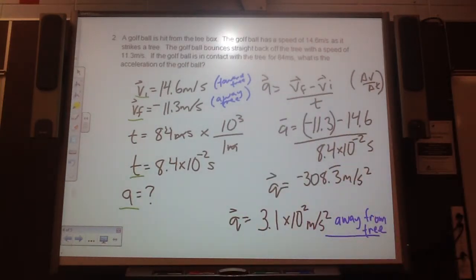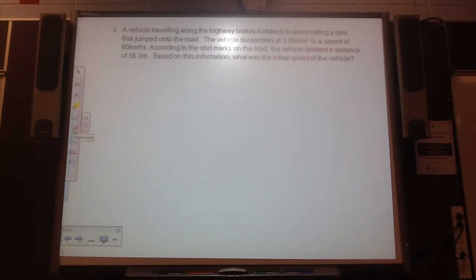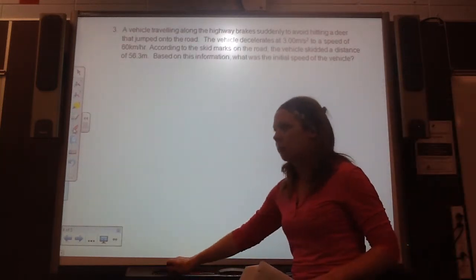Okay, a vehicle traveling along the highway brakes suddenly to avoid hitting a deer that jumped onto the road. The vehicle decelerates at 3 meters per second squared to a speed of 60 kilometers an hour. According to the skid marks on the road, the vehicle skidded a distance of 56.3 meters. What is the initial speed of the vehicle?